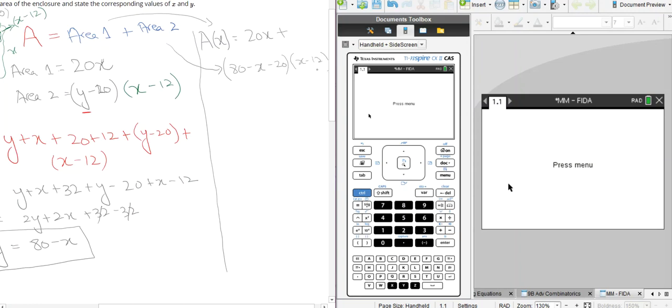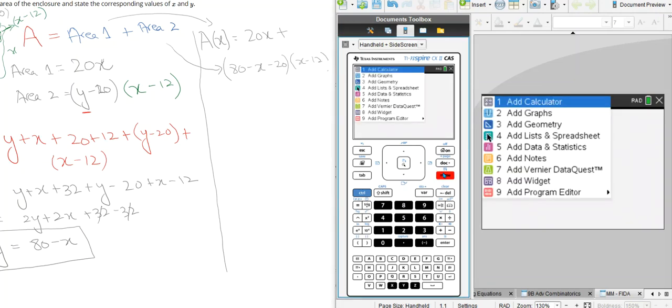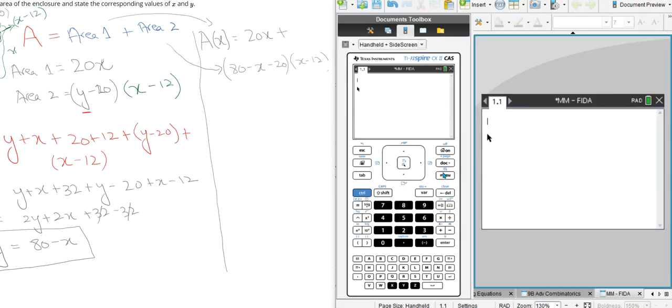Now this task over here, this is when I turn to my CAS and do some calculations with it. So I'm going to add a calculator to my screen, and rather than me trying to expand the brackets and take so much time for this, I'm just going to get my CAS to do that for me. I can simplify this myself. 80 minus x minus 20 is just going to be 60 minus x.